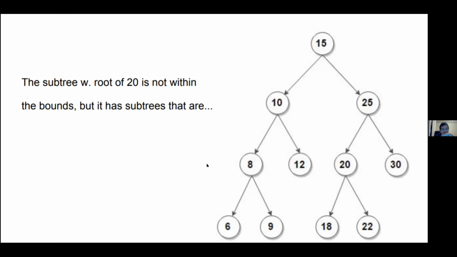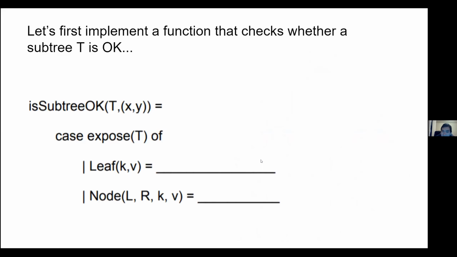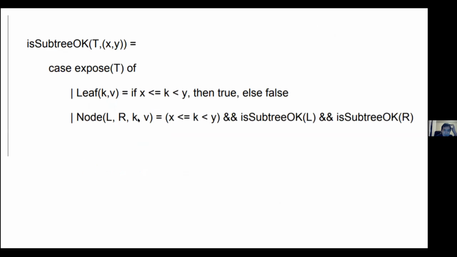One way to do this is to first implement a function that just checks whether a subtree T is okay. By okay, I mean it's completely within range XY. So how do we do this? We check if it's a leaf, we check if the leaf is in the bound. If it's a node, then we check that the left and the right are in the bound. So we recursively call it twice for the node. Yes, exactly.